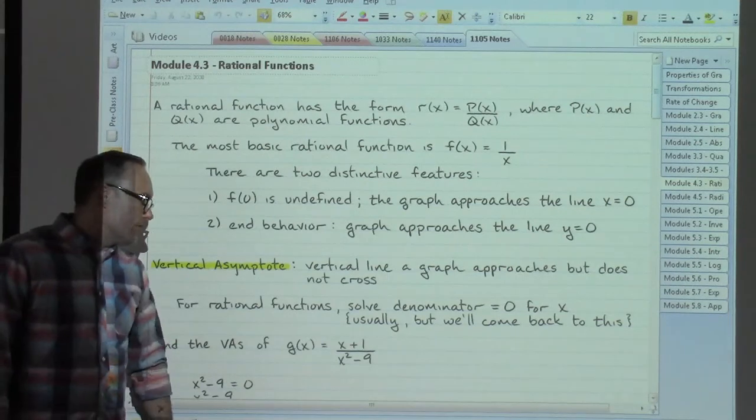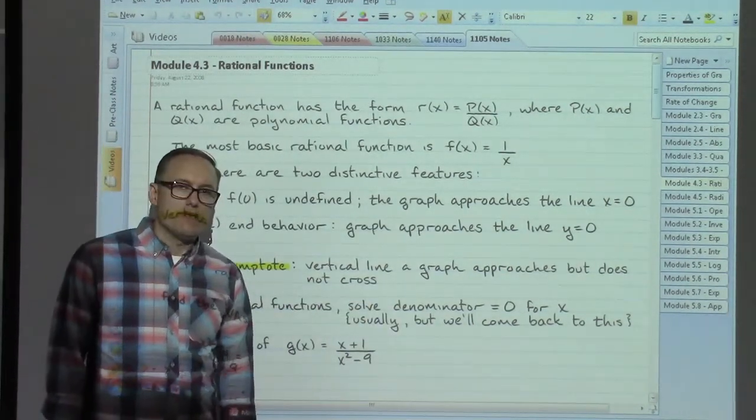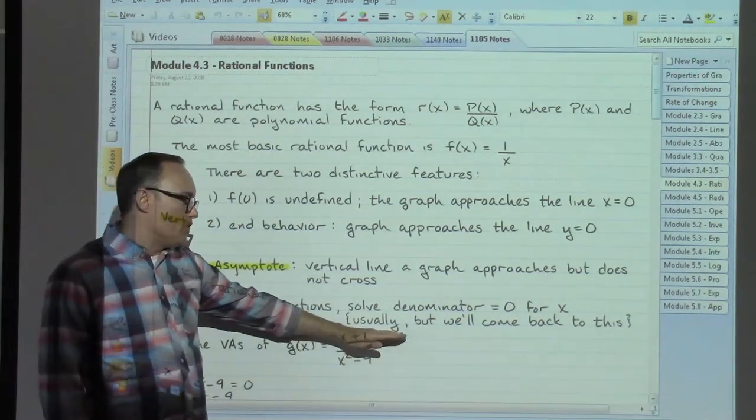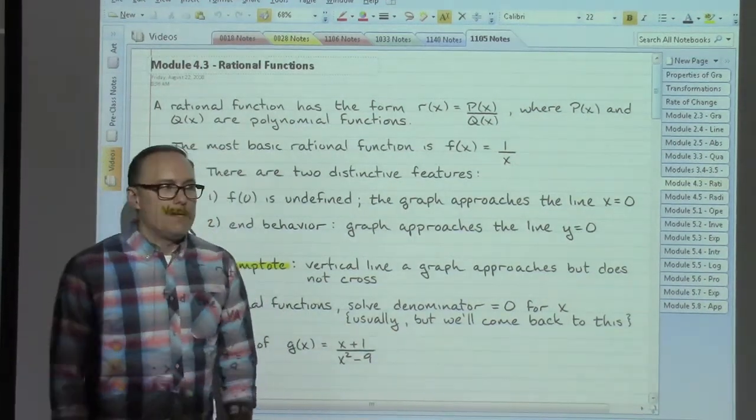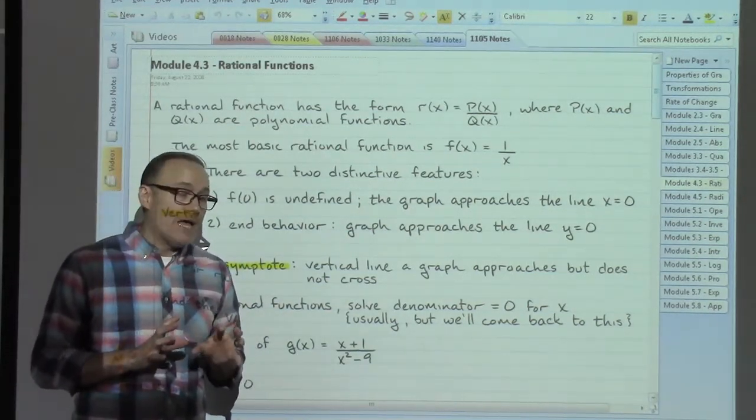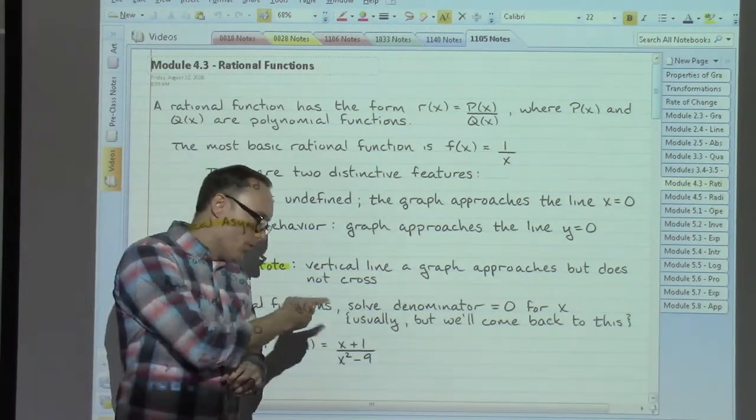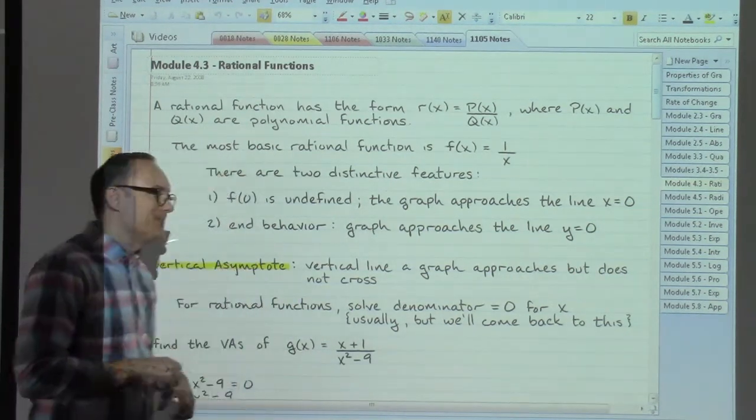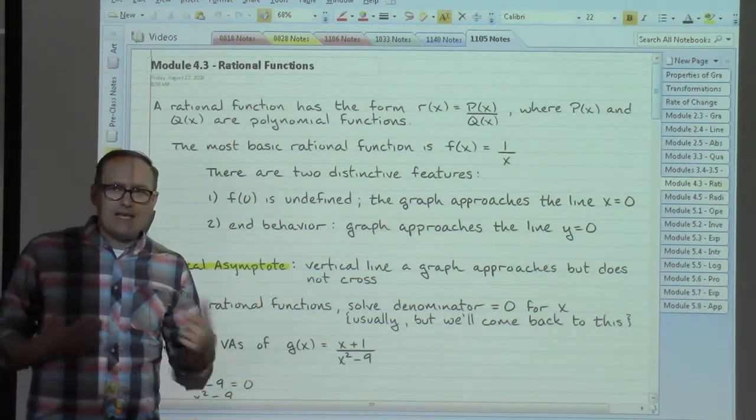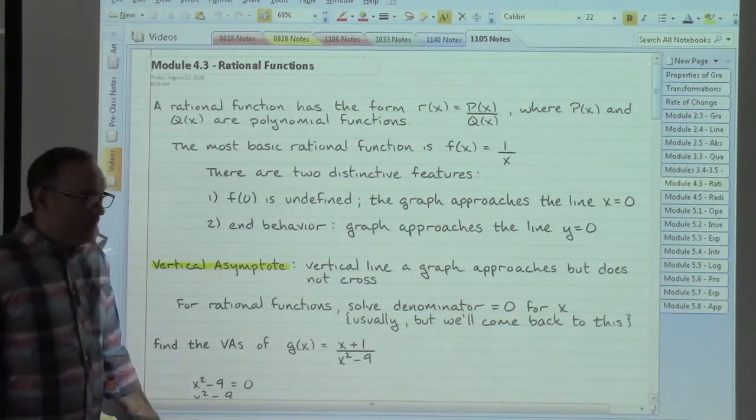With the rational functions, what we're going to do is take that denominator and set it equal to 0 and solve for x. Now, we say we're usually going to do this because there is something else that can be in play that we would need to watch out for. And so we'll come back to this. But the basic idea, hey, if we're taking something, setting it equal to 0 and solving, as long as we can solve that kind of equation, we're in good shape.